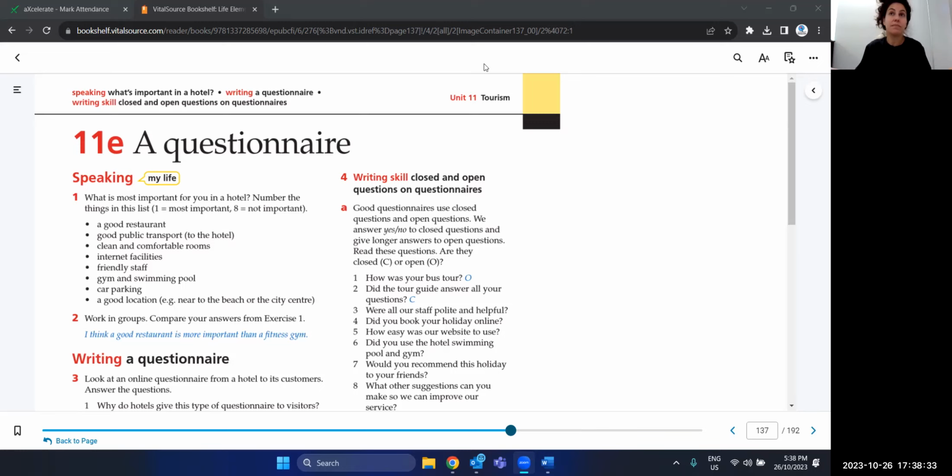Maybe it's a restaurant. A restaurant wants to know from you: did you like the food? Did you like the atmosphere? Did you like the music? Were the waiters good? Did your food get served on time? Was the food hot? Did you have any suggestions? So every business will make a questionnaire, and that's what a questionnaire is. It's to ask your customers what they think and to make any suggestions.